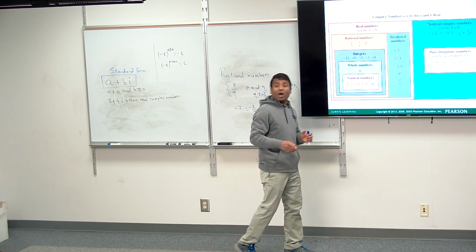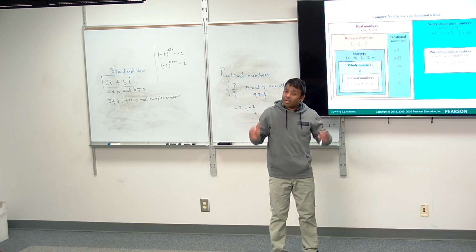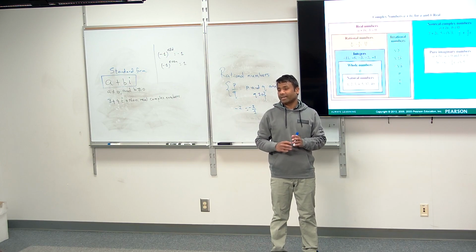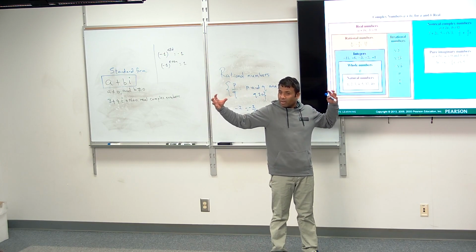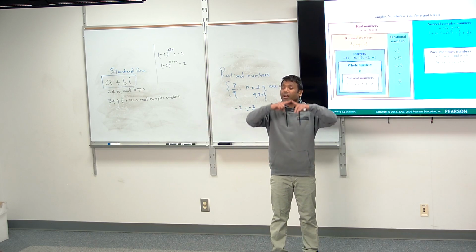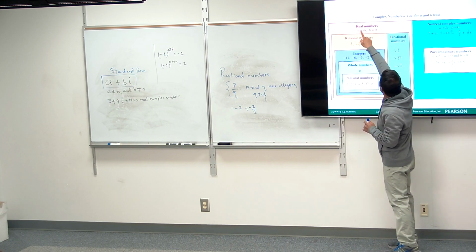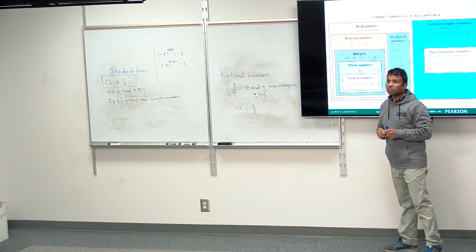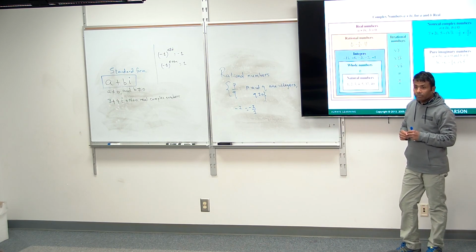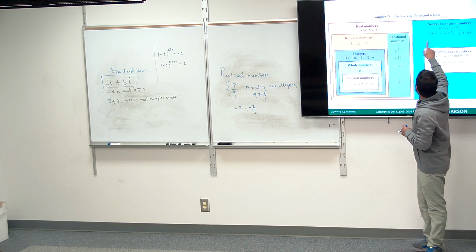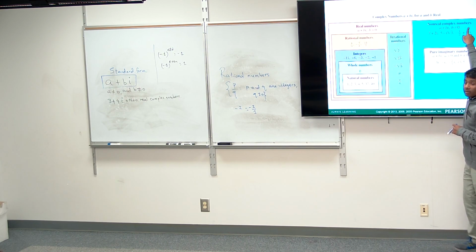So now, the numbers which are not rational are called irrational. And the rational and irrational together make the set of real numbers. You see that? Rational and this is irrational, and they make a what? Real. And then you have the non-real complex numbers.